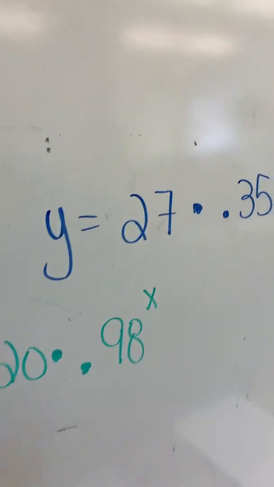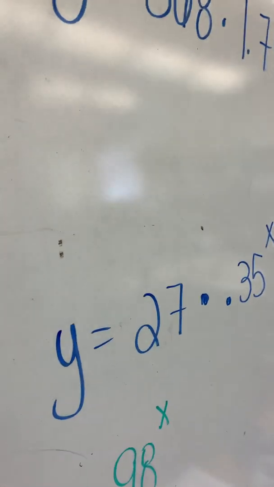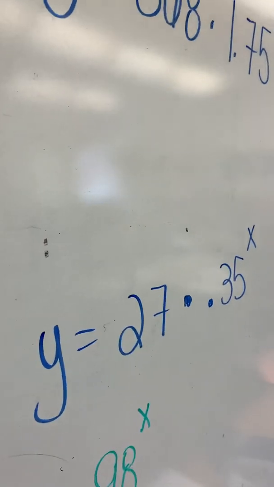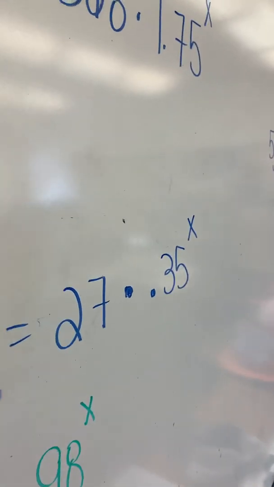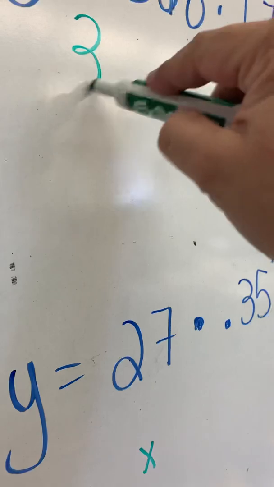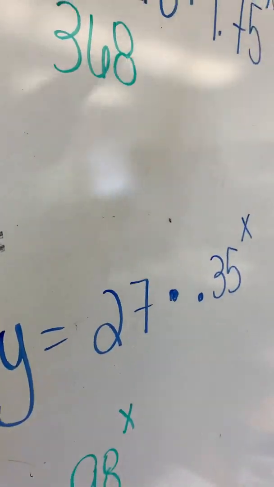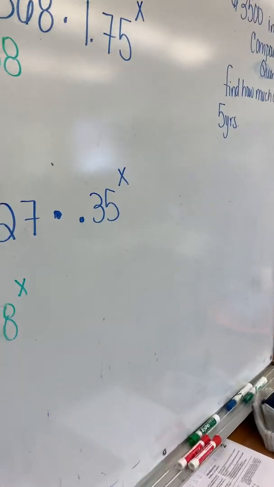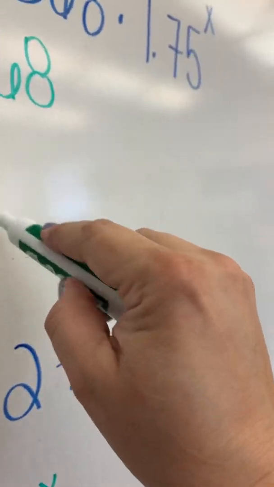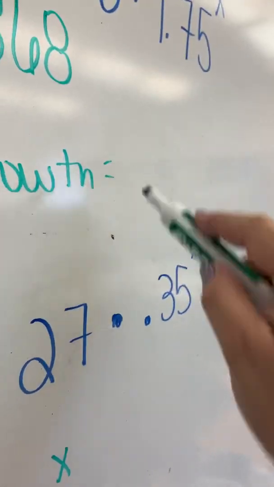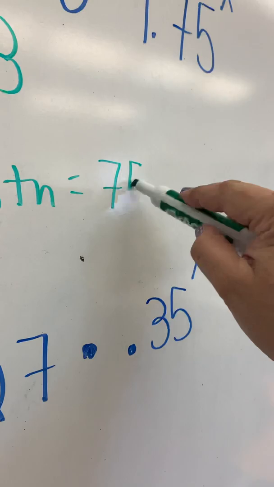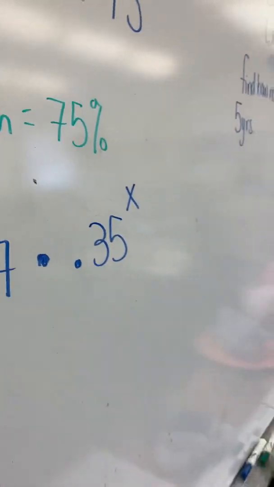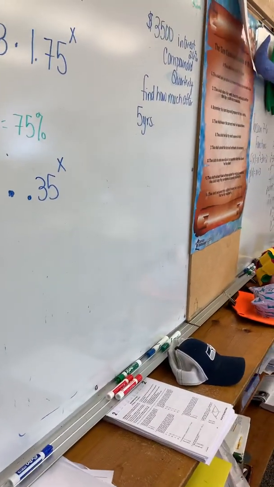All right, this one here. So if you're given the equation, what is my initial amount? 368 is my initial value. Is that a growth or a decay? Growth. A growth of what? 0.75, or 75%. Good. Take that one away.